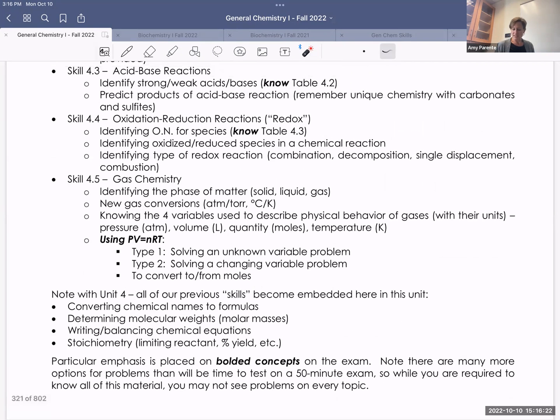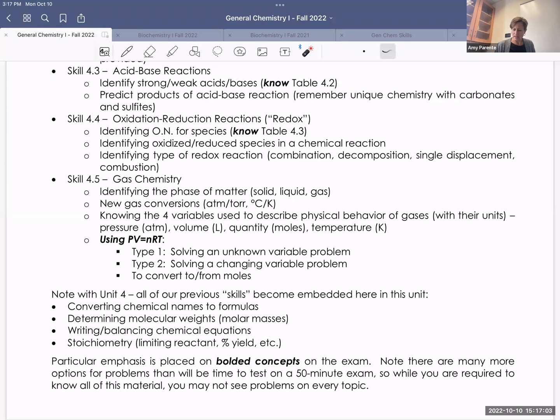Noting that previous skills kind of become embedded here. We need to be able to name things. We need to figure out molecular weights. We need to write or balance a chemical equation, do stoichiometry. So all of these things kind of become layered. And I know a number of people have asked the question, well, is the exam cumulative or is the course cumulative? Well, it is in the sense that there's skills that we learn that we're going to carry on, and things like naming, figuring out molecular weights, balancing equations, stoichiometry. Those are some big things that we're always going to see. Okay, questions?